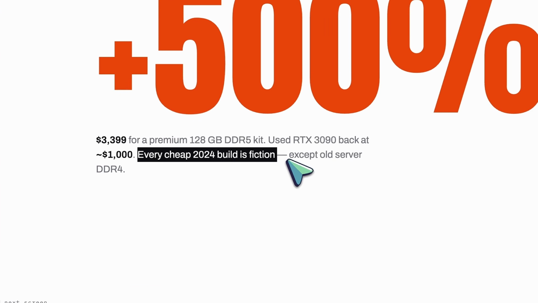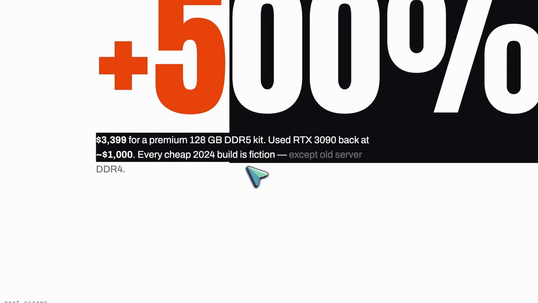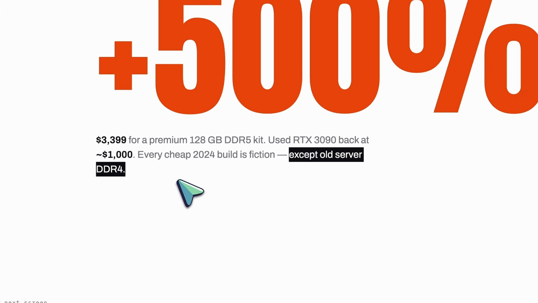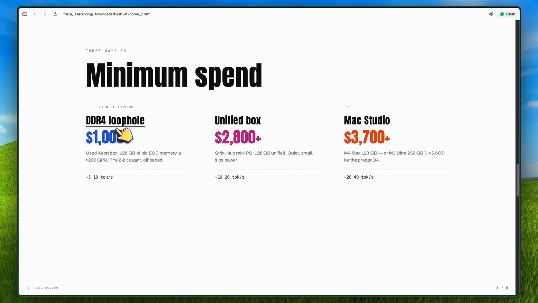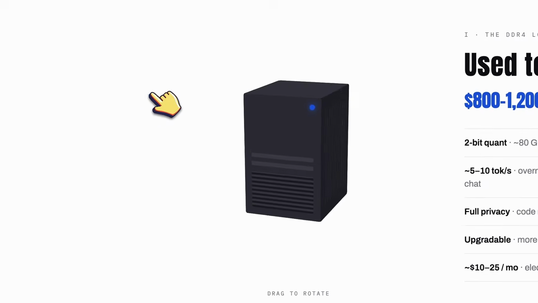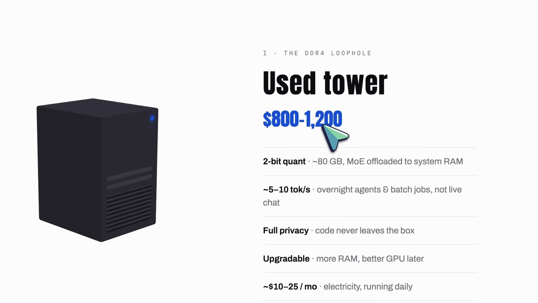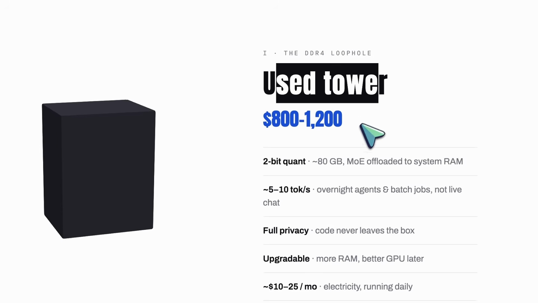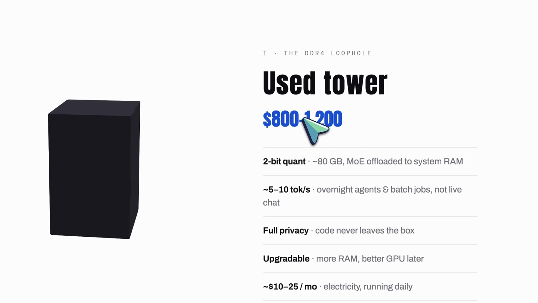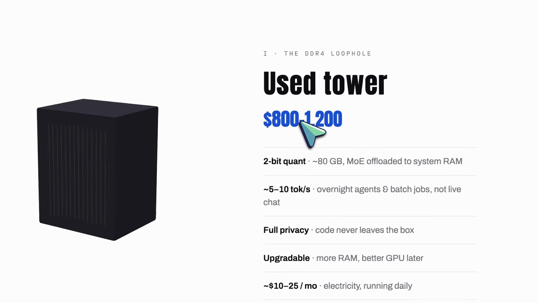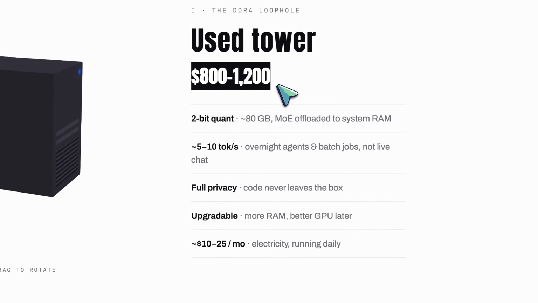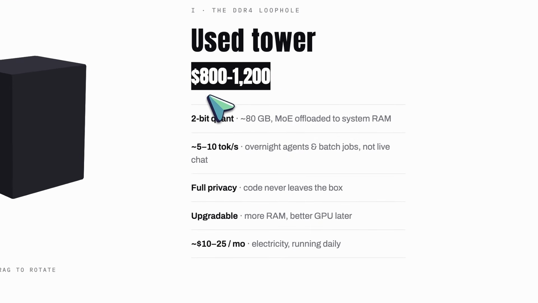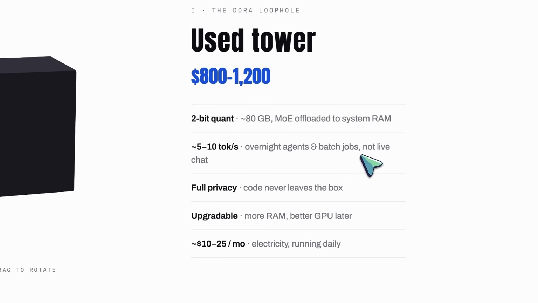But there is one loophole left, and it's the basis of our minimum spend build. So, here are your 3 realistic paths, cheapest first. The first path is the DDR4 loophole at roughly $800 to $1,200. Old server and workstation DDR4 is the one kind of memory the AI boom hasn't fully devoured yet. Used 128 gig DDR4 ECC kits still start around $200 to $300, and a used Xeon or Epyc workstation that takes them costs around $400 to $600.